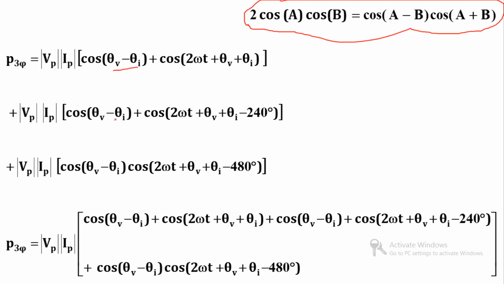Here, theta v minus theta I. I forgot to mention the plus sign over here, so sorry for that. Here the equation will look like 2 cos A cos B is equal to cos A minus B plus cos A plus B. So A minus B in all the three terms is equal to theta v minus theta I, theta v minus theta I, theta v minus theta I.